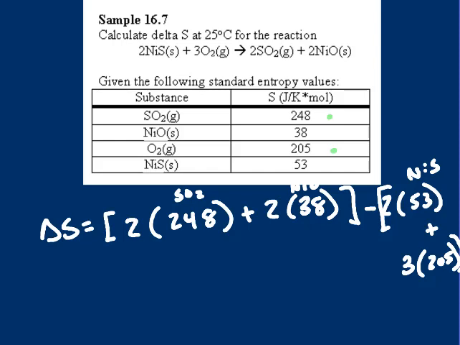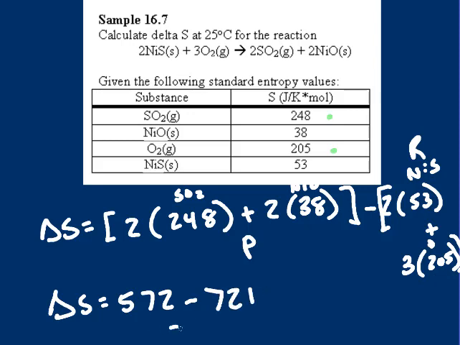I would suggest doing all of your products. So again, this is products minus reactants. Delta S equals. So my products are 2 times 248 plus 2 times 38, giving me 572, minus, and then my reactants, 2 times 53 plus 3 times 205 is 721. Subtracting that, I get negative 149 joules per mole Kelvin, which are the units of the table.